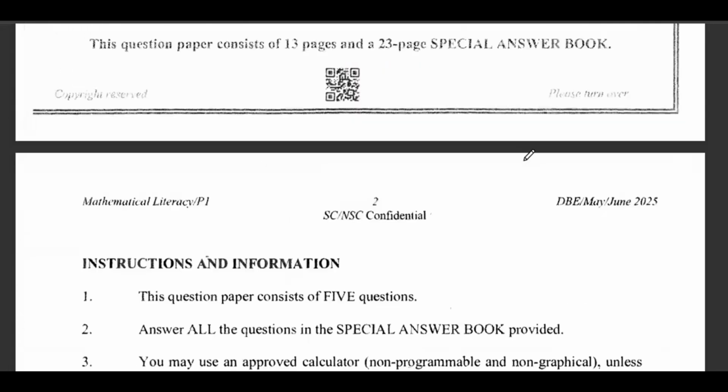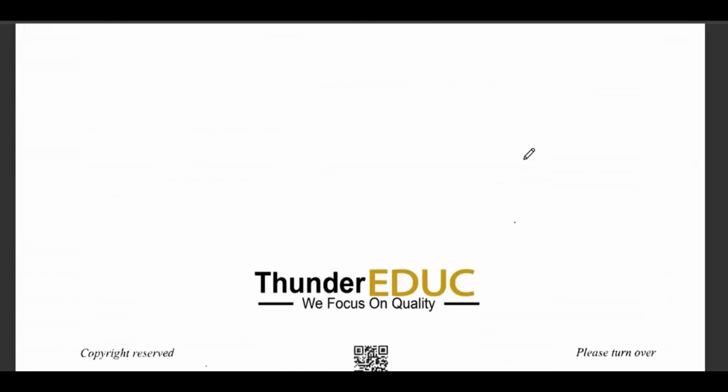All right, paper 1, mathematical literacy, May, June 2025.